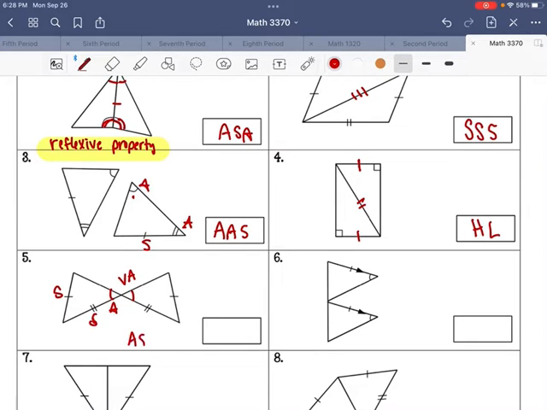They don't do it on purpose, but they don't realize, and then I end up with all these bad words on my paper. So ASS is not a congruency statement, or sometimes they'll write it backwards. They just forget and they get confused with all the letters. But this one will be none.